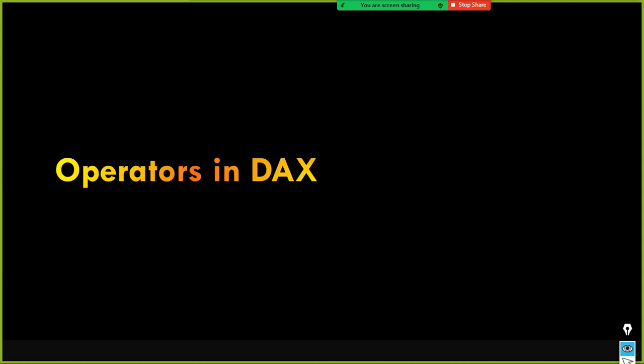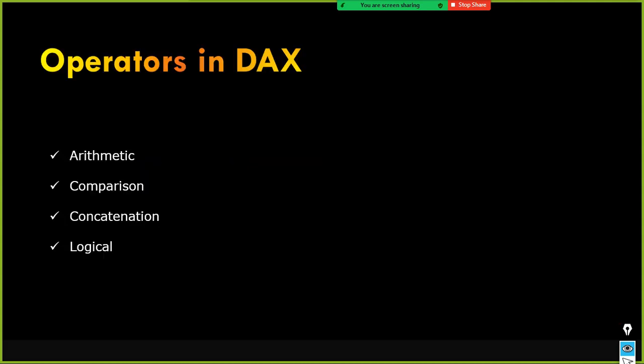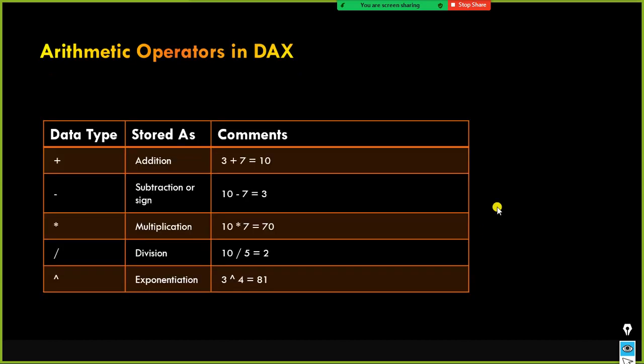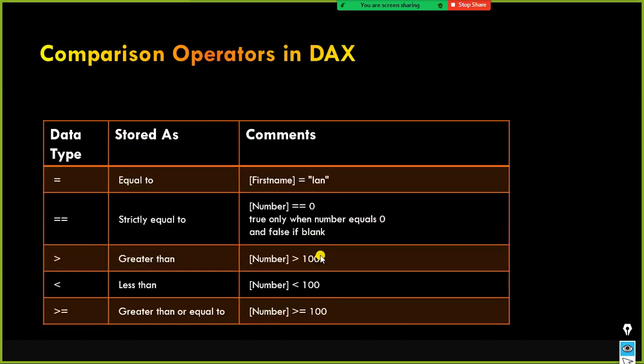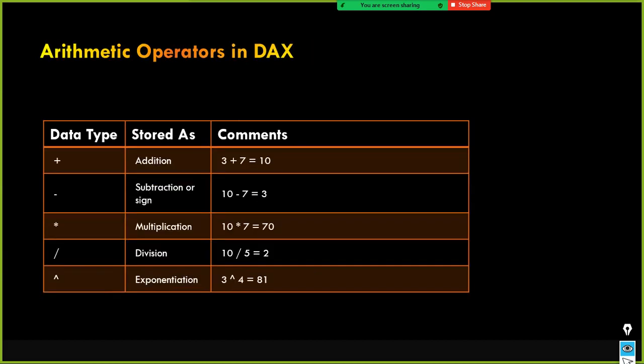Next, we will take a look at the operators in DAX. Like other programming languages, the operators are more or less the same here. The arithmetic, comparison, concatenation, and logical operators are more or less the same. There is a subtle difference from other programming languages, but otherwise it is similar. This one is addition, subtraction, multiplication, and division. This is exponentiation: 3 to the power 4 is 81. So these are the arithmetic operators.